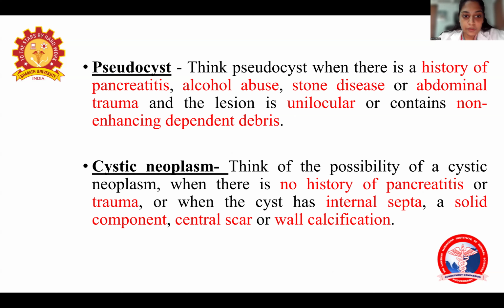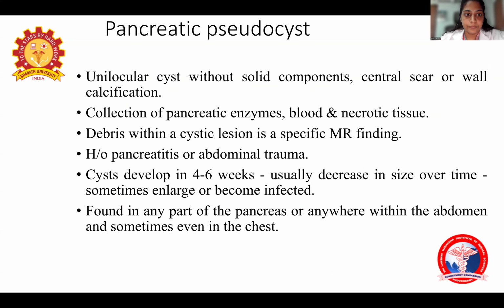Coming to the cystic neoplasm, think of the possibility of a cystic neoplasm when there is no history of pancreatitis or trauma, or when the cyst has internal septa, as we have seen in this case, a solid component or a central scar. Sometimes a wall calcification can also give you a hint that you're dealing with a cystic neoplasm. Coming to the pancreatic pseudocyst, it is a unilocular cyst without any solid components, central scar, or calcification in most cases.